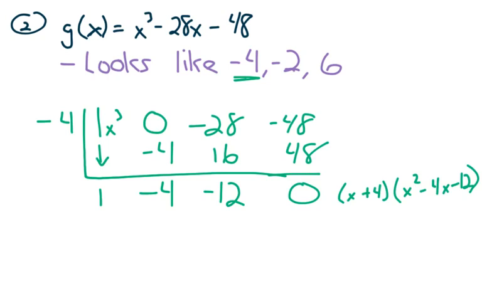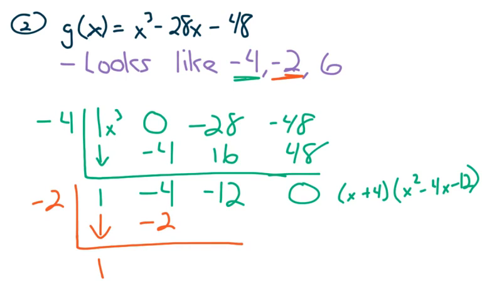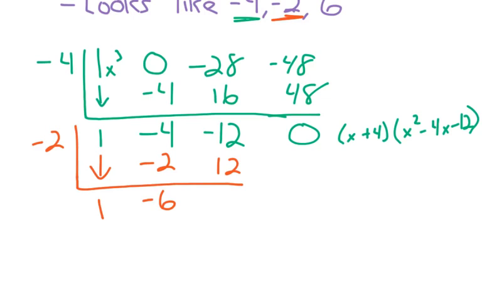Now let's go ahead and test negative 2. Again, I'm not going to use the same original numbers, because that's just kind of overkill. It's not going to help me work the problem down any farther. It's just going to show me that once something works as well. So let's bring down the 1. 1 times negative 2 is negative 2. Negative 4 plus negative 2 is negative 6. Times negative 2 is positive 12. Again, that's a great number because we do get 0 in the end.